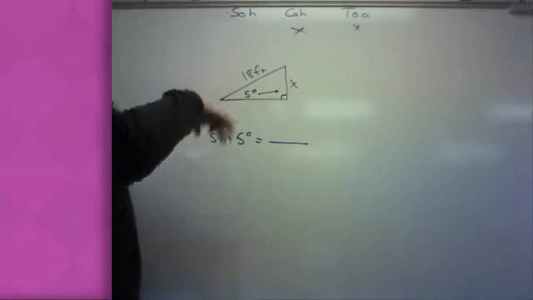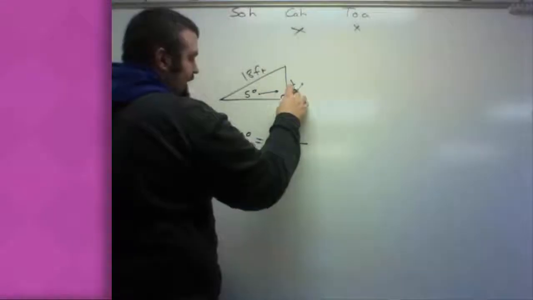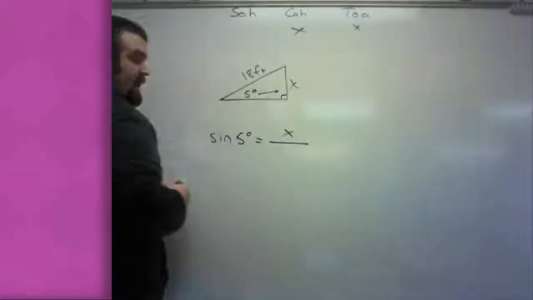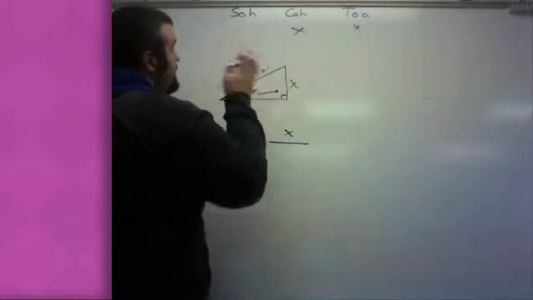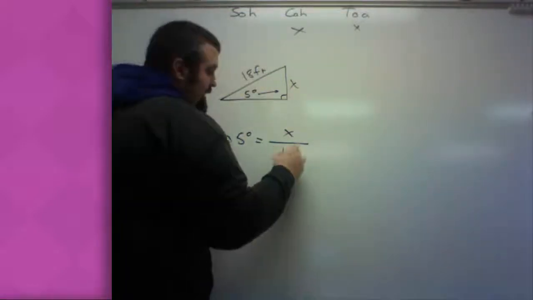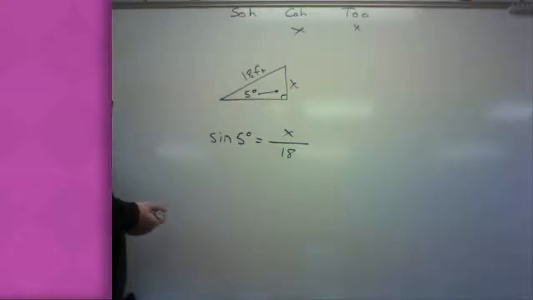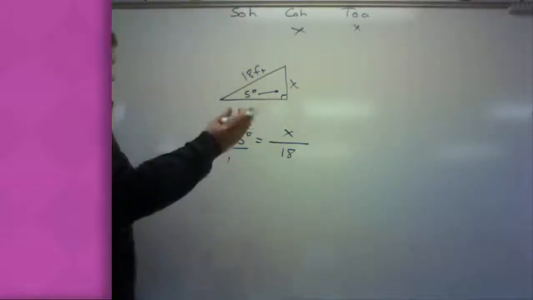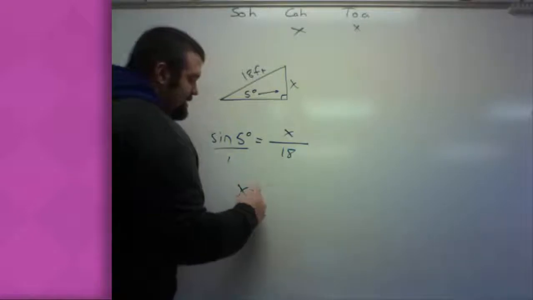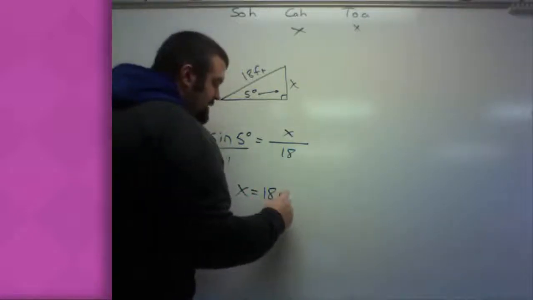So O is up first, so O goes on top. O is X, the opposite leg. H is the last letter, so that goes on bottom. 18. I have a proportion. If it doesn't look like 1, add a 1 underneath. Cross multiply. I get X equals 18 sine of 5 degrees.